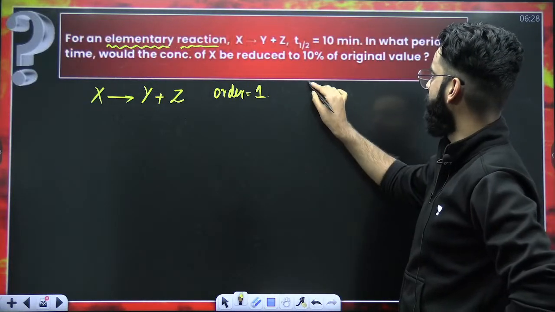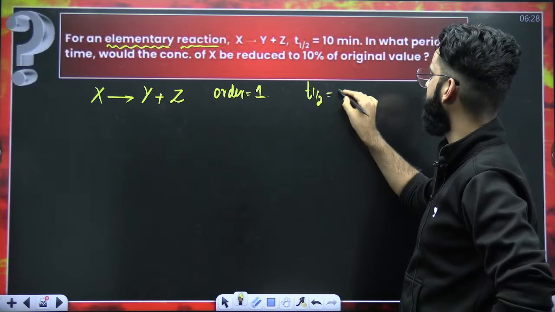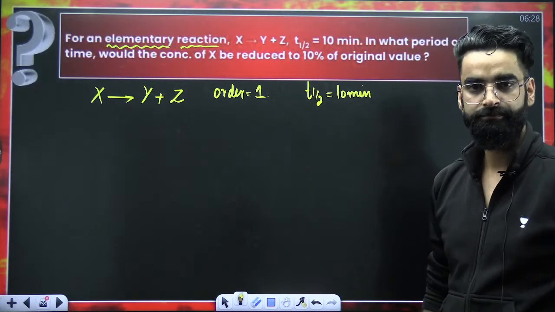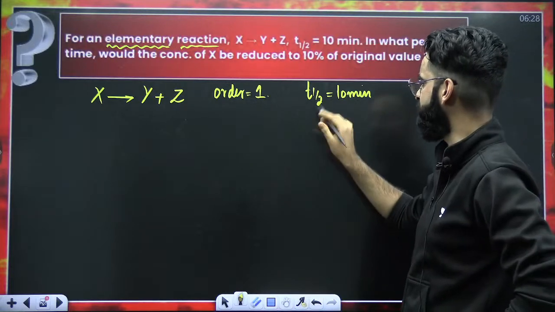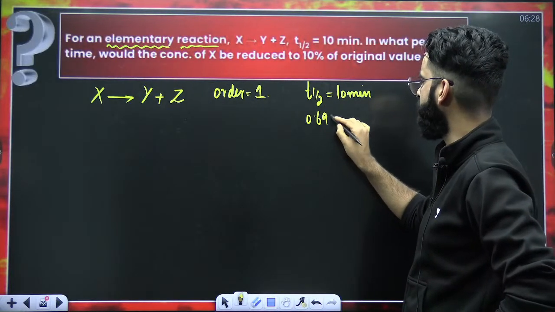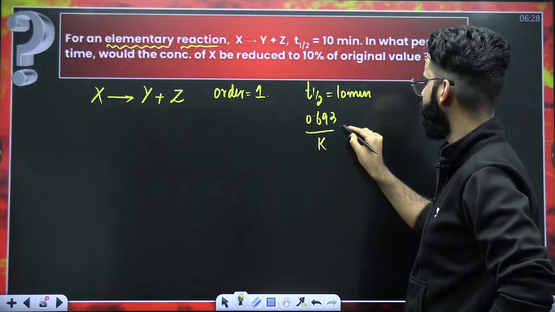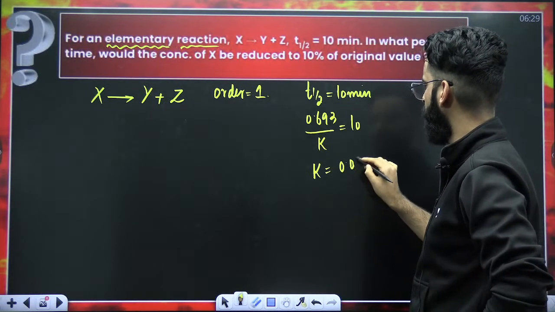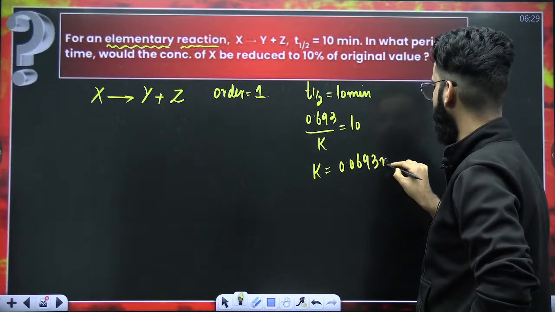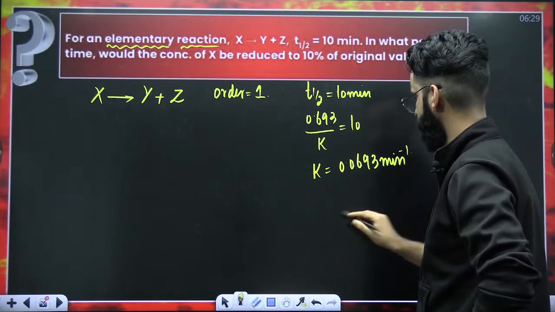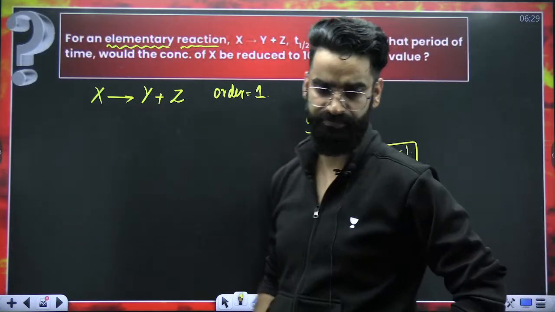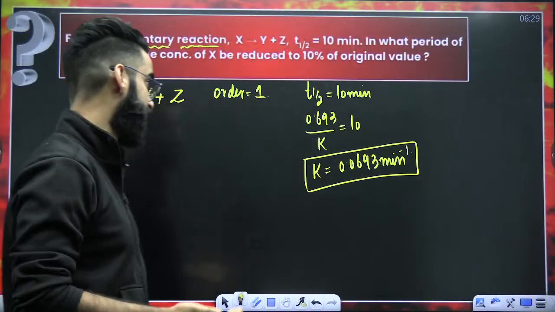The reaction which is given to us, its half-life is equal to 10 minutes. Now, you know, half-life is 0.693 divided by K. That is 10 minutes as per the question. So K has to be equal to 0.0693, and its units are going to be simply minute inverse. So this is the rate constant. I first of all calculated the rate constant with the help of half-life.